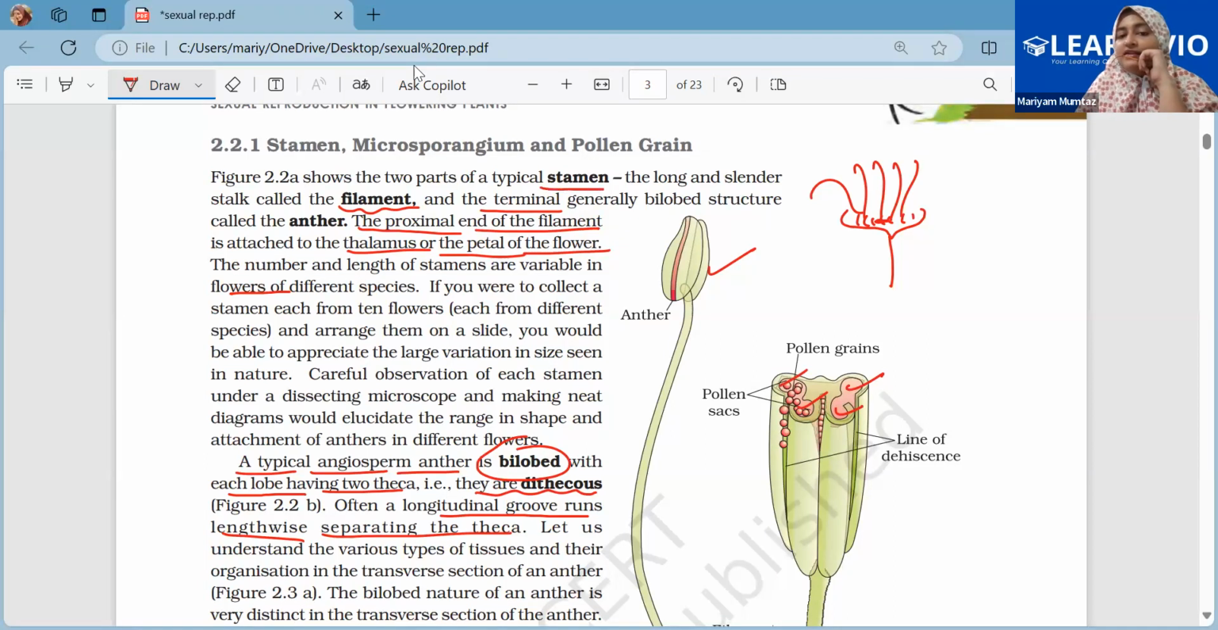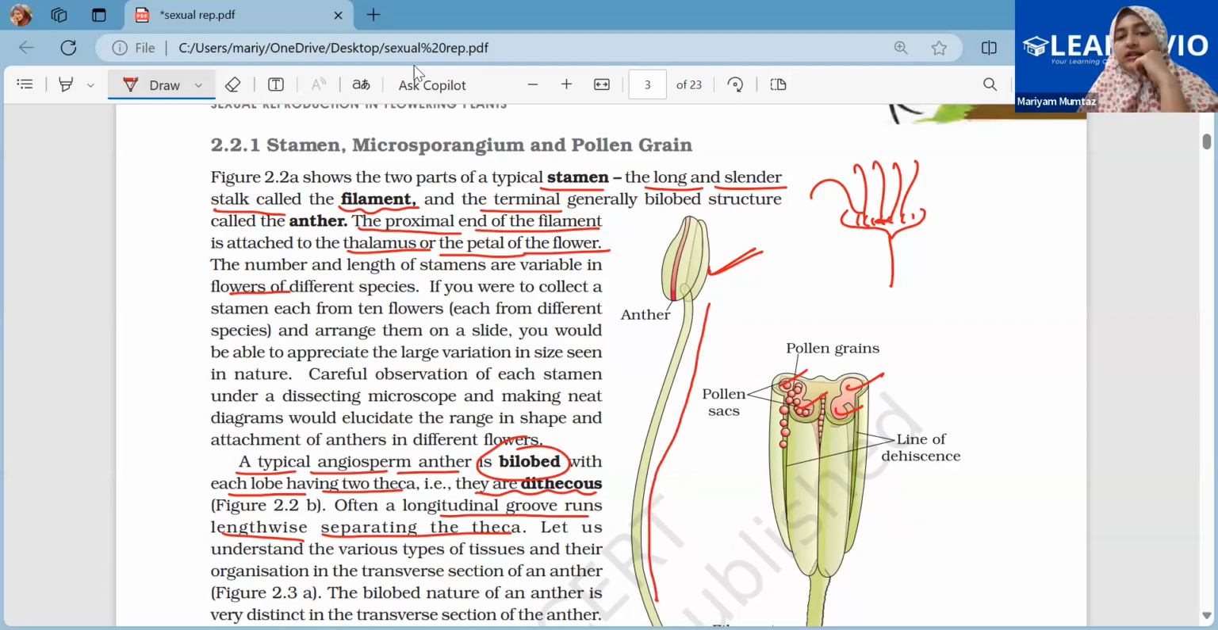Now a stamen has two parts. There is the anther and the filament. So a long and slender, slender means thin, a long and thin stalk-like structure is there, which is known as the filament. This entire part is the filament.